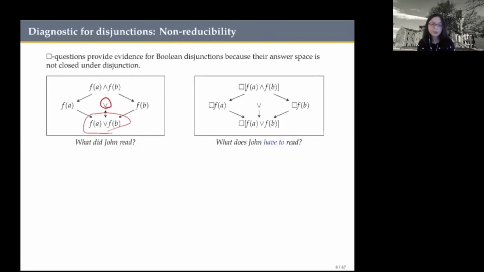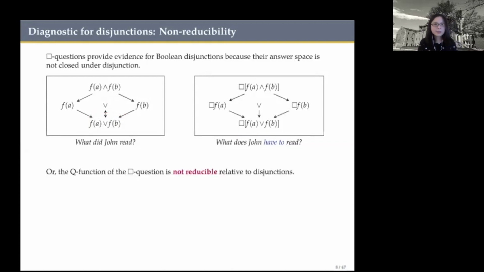In contrast, for the box question, what does John have to read? The disjunctive answer is semantically weaker than the disjunction of the two individual answers. So in the case that John just needs to choose between A or B, not that he has to read A, not that he has to read B, the disjunctive answer becomes the strongest, the true answer to this question. To put this idea in a different way, we can say that the Q function of the box question is not reducible relative to disjunctions.